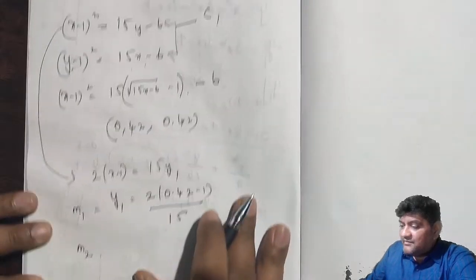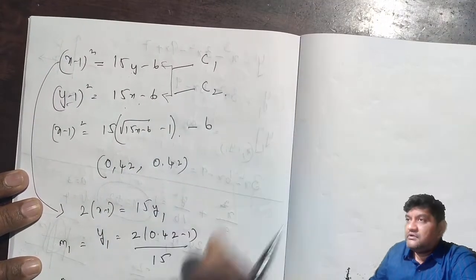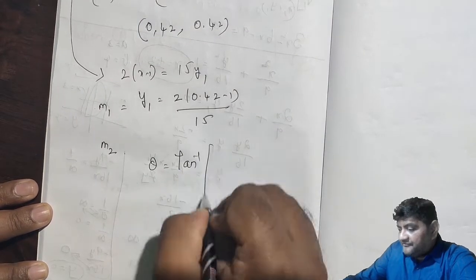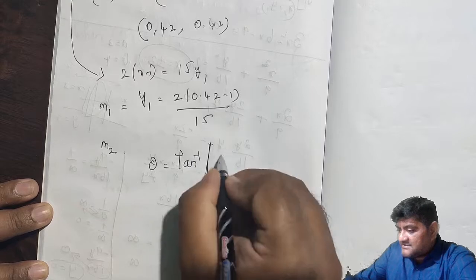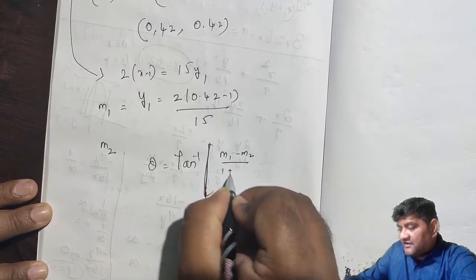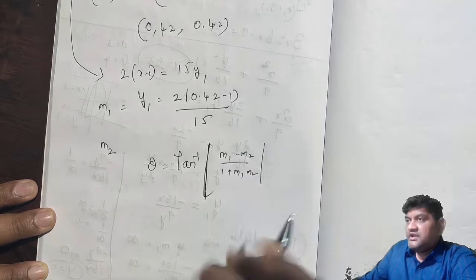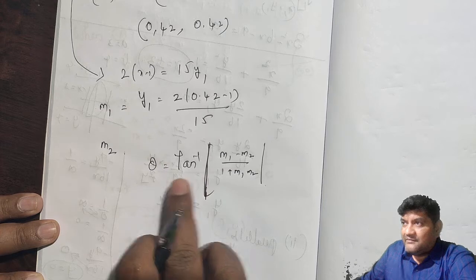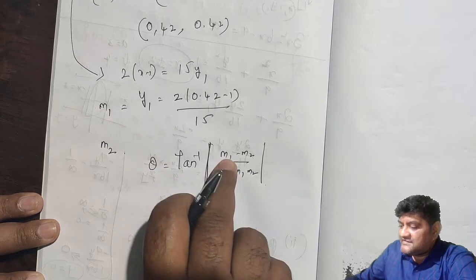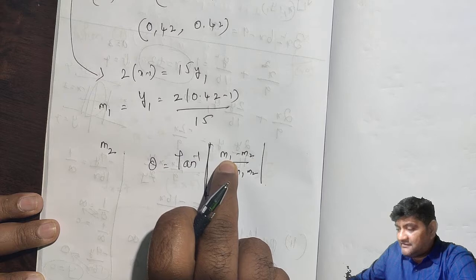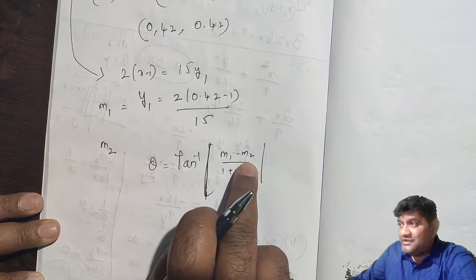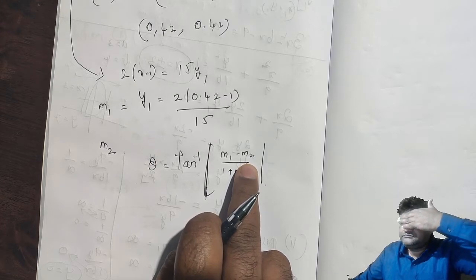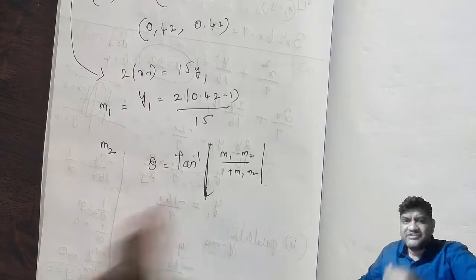Then if you have to find the angle between the two curves, which is curve 1 and curve 2, you simply apply the formula theta is equal to tan inverse of modulus of (m1 minus m2) divided by (1 plus m1 m2). So you can make a note of this as a formula. This is the formula for finding the angle between the two curves, where m1 is the slope of the tangent to the first curve at the point of intersection, and m2 is the slope of the tangent to the second curve at the point of intersection of the two curves. And that should take care of the question.